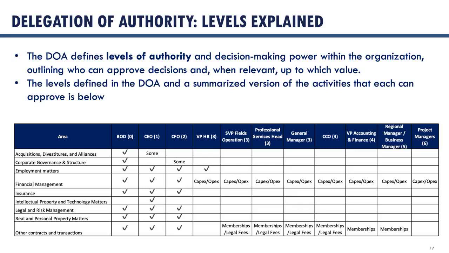Our delegation of authority has defined 6 levels of authority that range from the board of directors, level 0, to the project managers, level 6. This is a summarized version of the delegation of authority. The full version is available on our intranet. The takeaway of this slide is that the higher the impact a decision has on the organization, the higher the approval required. As an example, in general, acquisitions and divestitures will require board of directors approval.